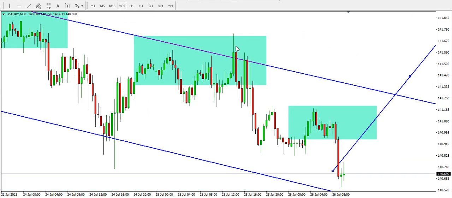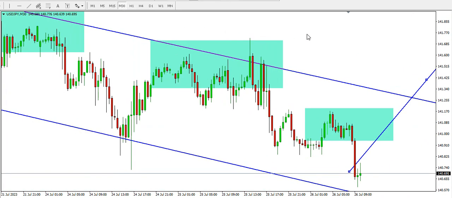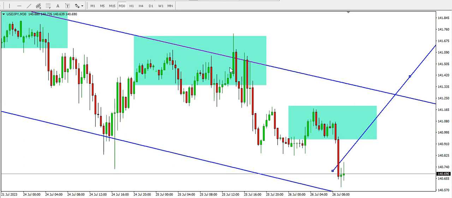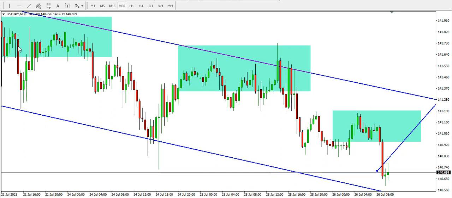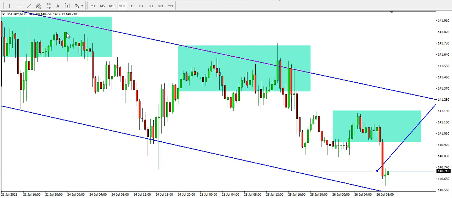On the 30 minutes time frame, the price of USDJPY is trending downwards. We have a high, a low, lower high, lower low, lower high, higher low, lower high, low, higher high, lower low, lower high, lower low, lower high, lower low. So the overall trend on the 30 minutes time frame is currently bearish.